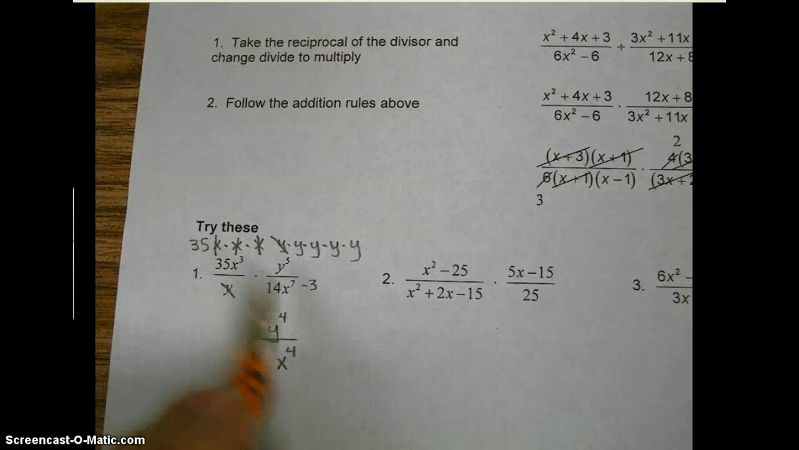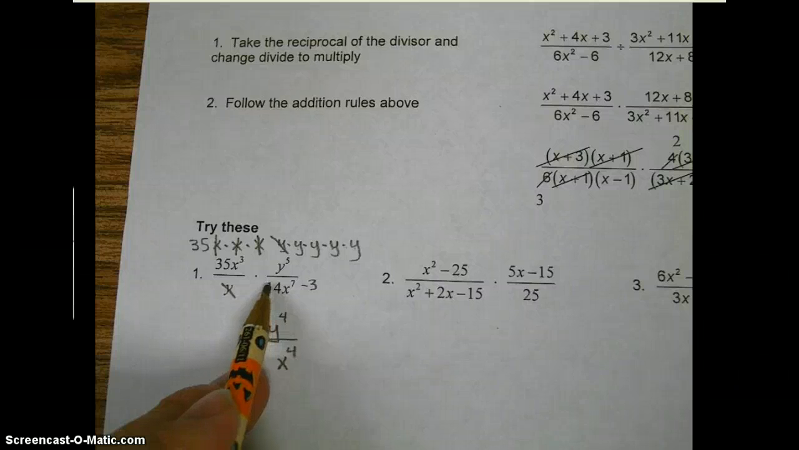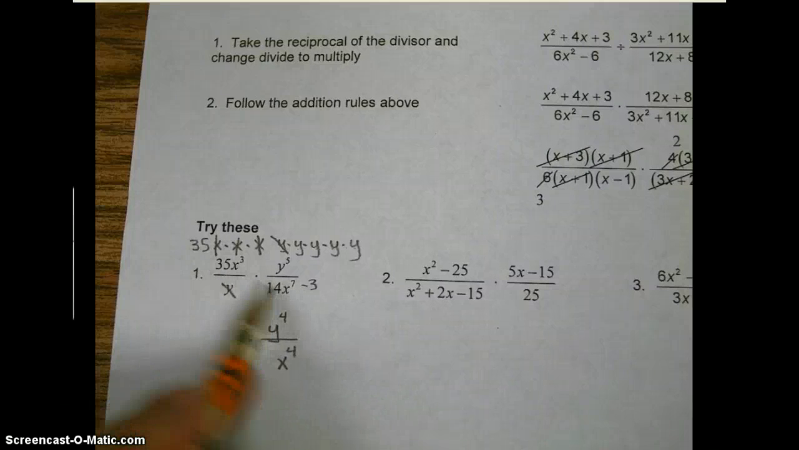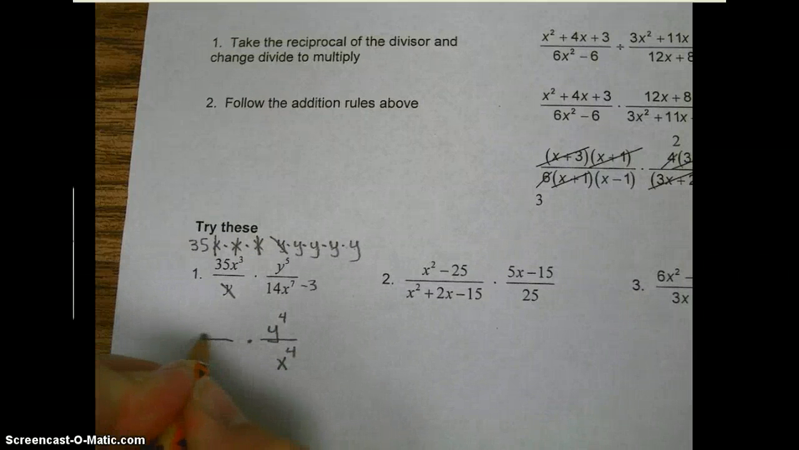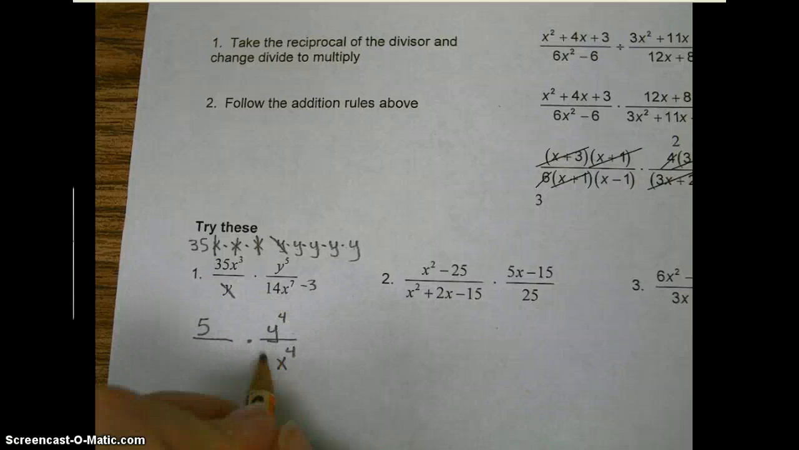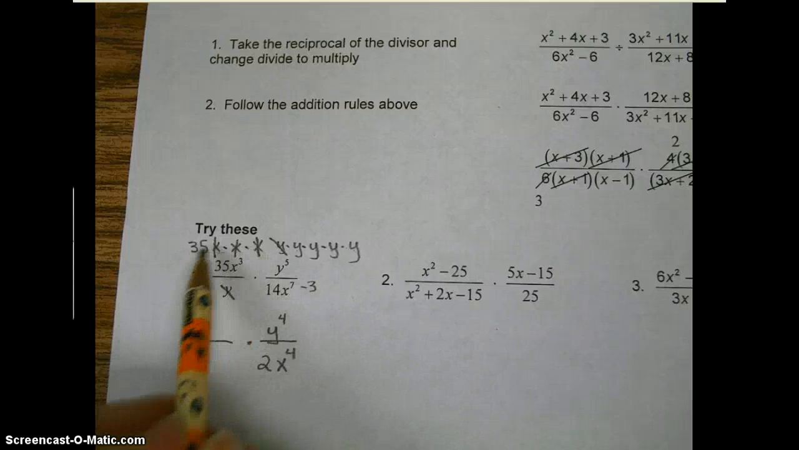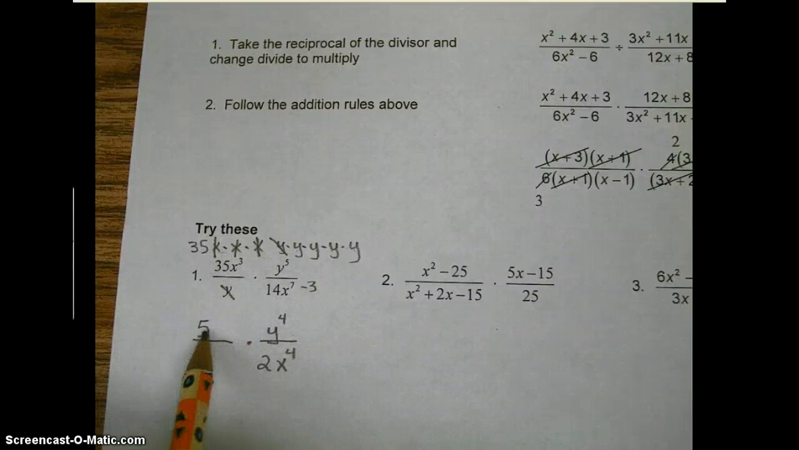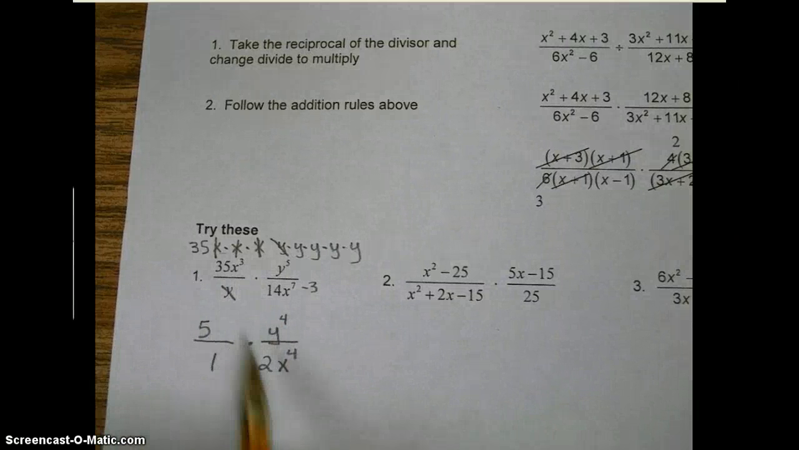Okay, 35 and 14. Is there any number that goes into 35 and 14 evenly? That's right, 7. So I can take a 7 out of both. I can reduce this fraction. 7 goes into 35 5 times. 7 goes into 14 2 times. So notice there's no variable left here, so it's just 5. This changed to y to the 4th. This became a 1, and we have 2x.